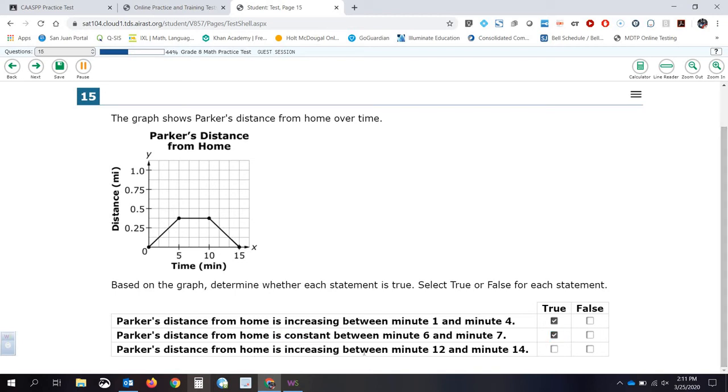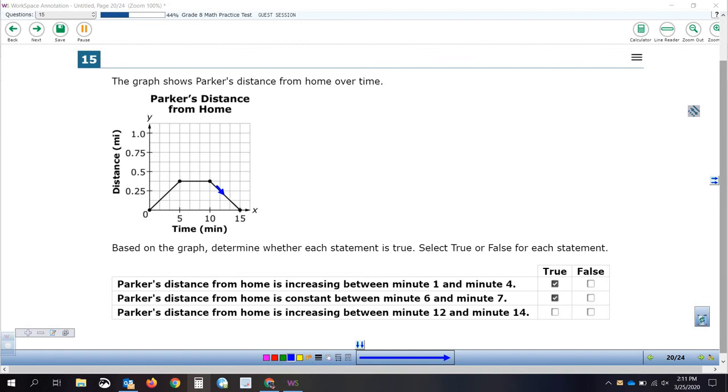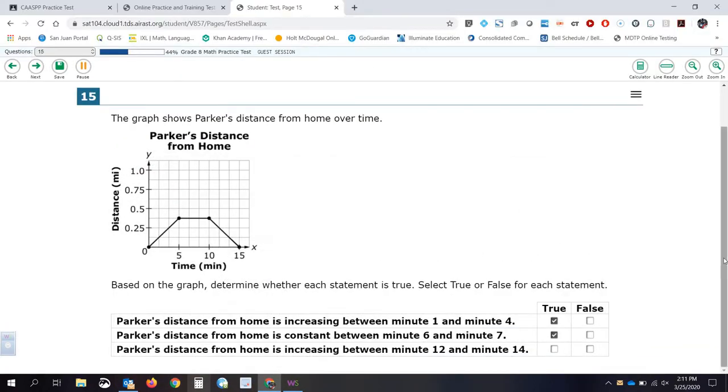Parker's distance from home is increasing between 12 and 14. All right, well, 12 and 14 is going to be on this part of the graph going down here. And that distance is not increasing. He's going towards home. That distance is decreasing. So this one is going to be false. So true, true, false based on the graph. That gives us our answer to 15.